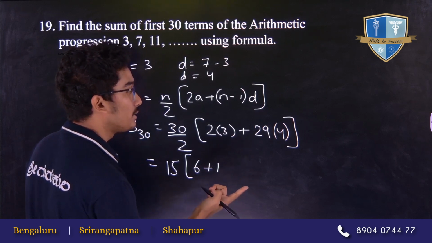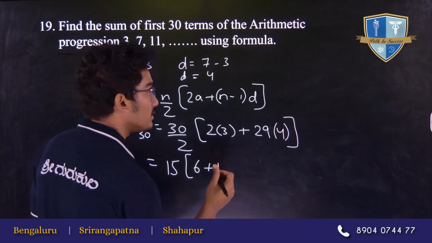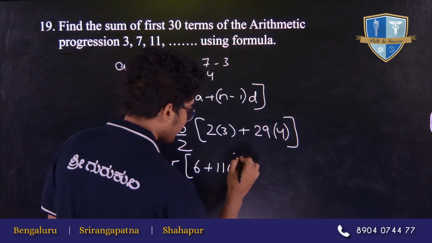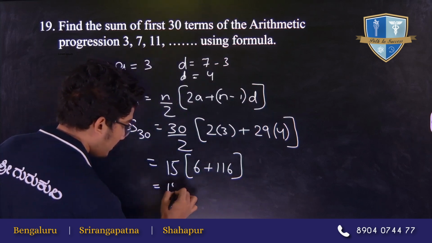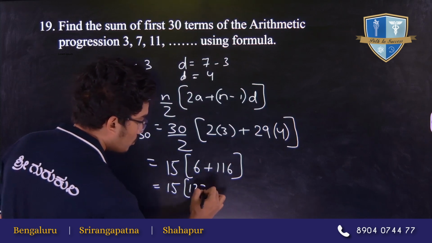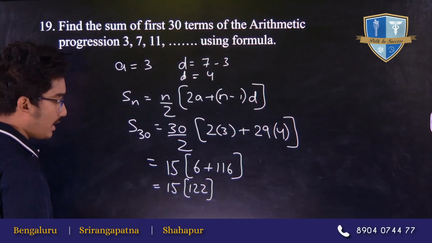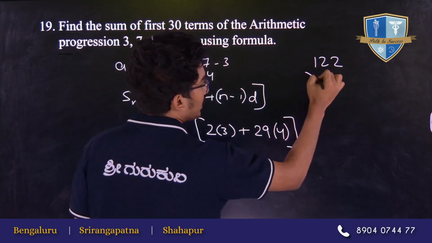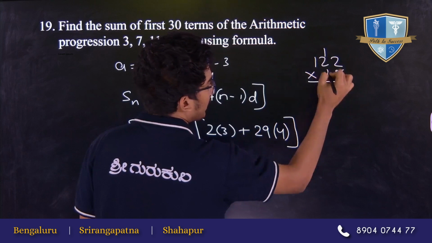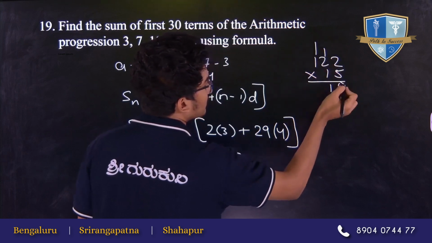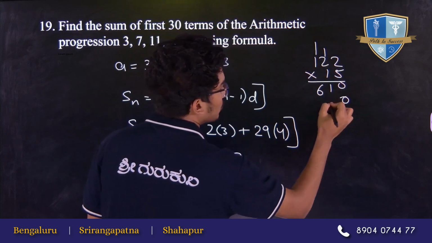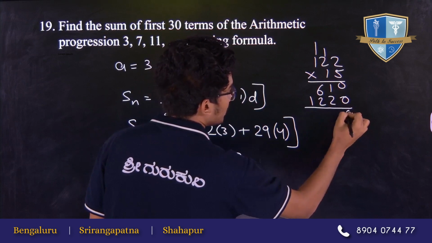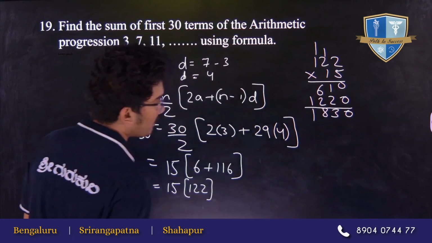29 times 4 is 116, plus 6, it's 122, correct? So this is equal to 15 into 122, correct? And 15 into 122 will be 122 into 15. 5 2s are 10, 5 2s are 10, 1 carry 1, 5 1s are 5, plus 1 is 6, 0, then 1 2 2, 0, 3, 8, 1. So it's 1830.